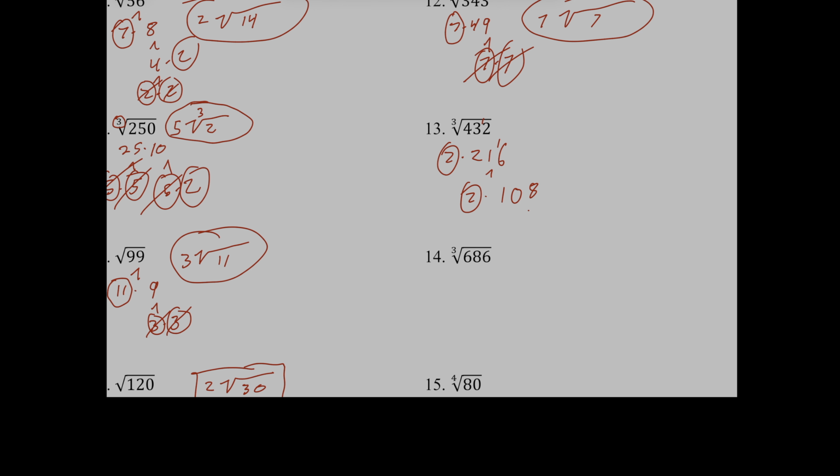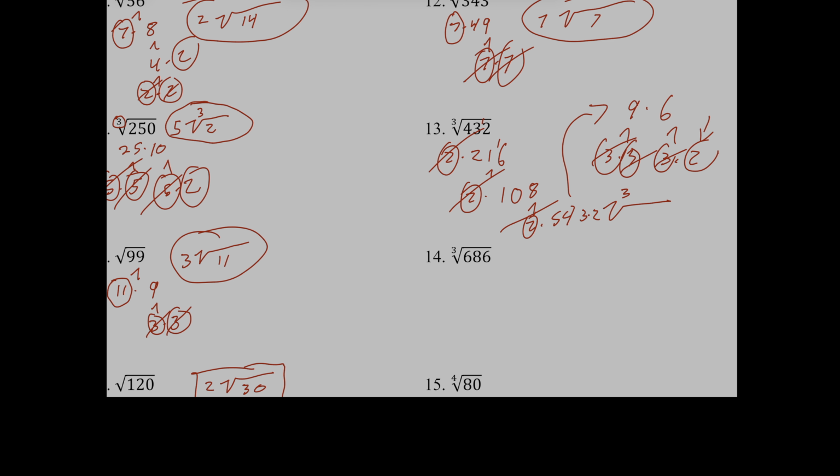Let's do 108, and you're going to see that this is going to be 2 times 54. 54 is a 9 times 6. 9 is a 3 times 3. And a 6 is a 3 times 2. Okay? And so I'm looking for a cubed root. So I'm looking for 3 of a kinds. Boom, boom, boom. There's one. Boom, boom, boom. There's another.